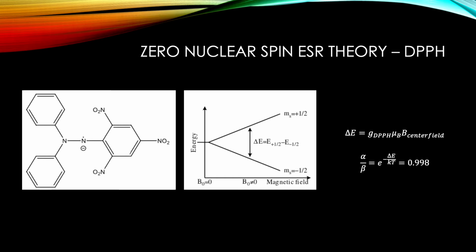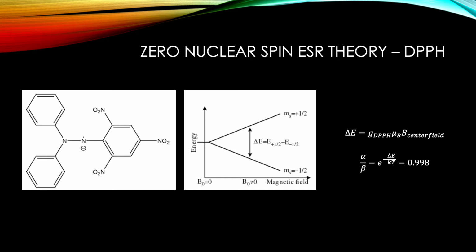The figure on the right here is the Zeeman splitting of the zero nuclear spin compound when it is exposed to a magnetic field. So when the energy difference is met here, electron spin resonance occurs and a peak is recorded by the instrument. Now, another important factor to consider is the Boltzmann distribution.